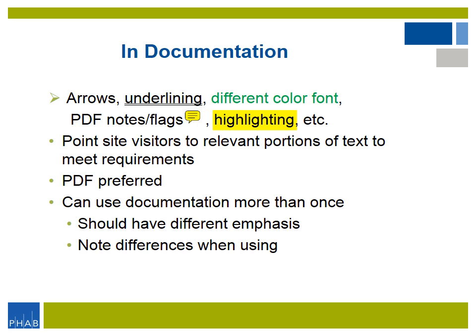Before you upload documents in e-PHAB, use whatever system makes sense to you within the document to point to the relevant portions of text that meet the requirements. You can use arrows, underline, or put a box around the text. If you're using PDF, it does have those great features where you can use notes and flags. You could insert a big red star next to the relevant section, whatever makes sense to you, so that when a site visitor views the document, they know where you want them to look.